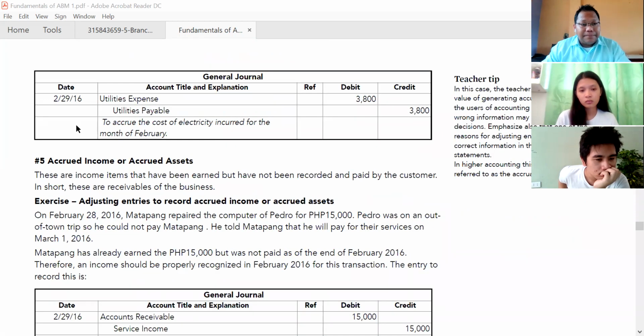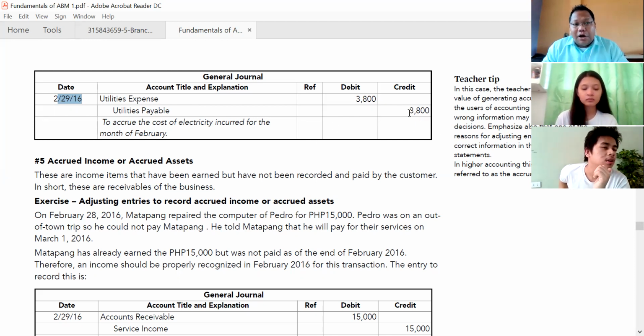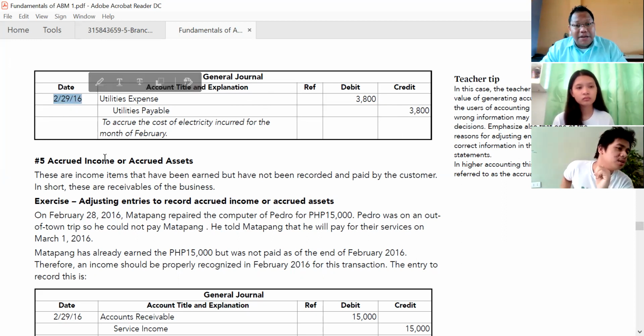This is the journal entry. Look, Feb 29, debit is utilities expense. They'll identify electricity under utilities. Again, they identified electricity under utilities of 3,800, while a credit of utilities payable has been acknowledged on the same day. How will this be closed? Take note, this is on Feb 29, 2016.